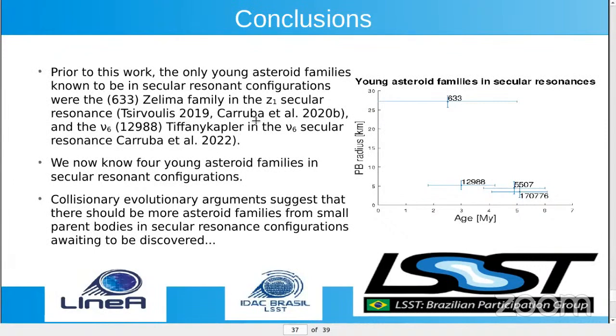So the trend is that once we are sampling more and more of these small populations, we will be able to find more and more of these asteroid families which are in secular resonant configurations. And as we saw in these talks, these are families that can provide a lot of information on the mechanisms of asteroid families. We can find ages, we can find the ejection velocity field with high precision.